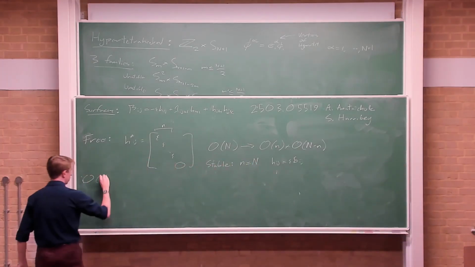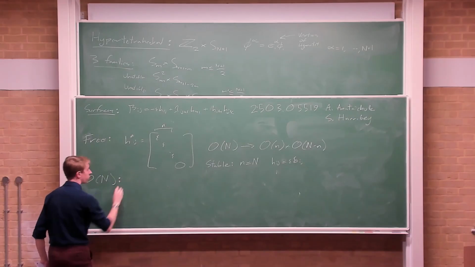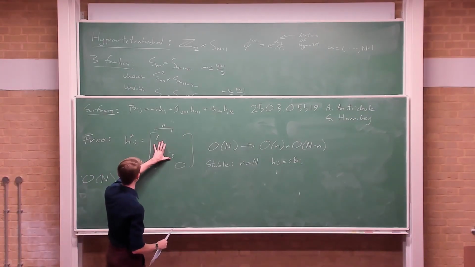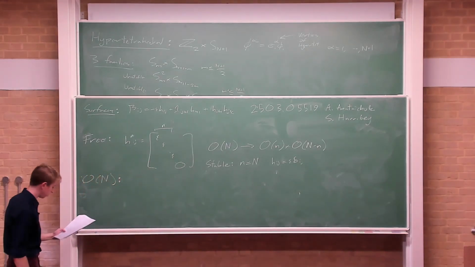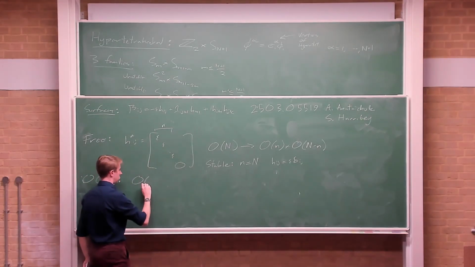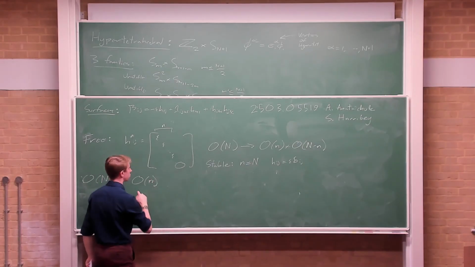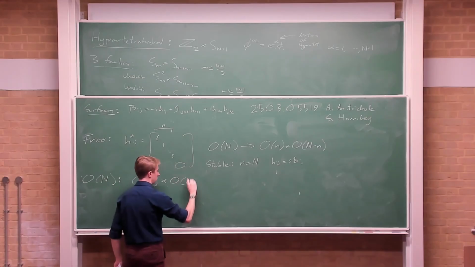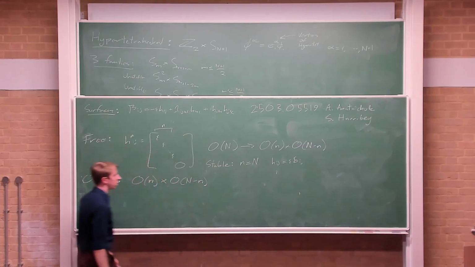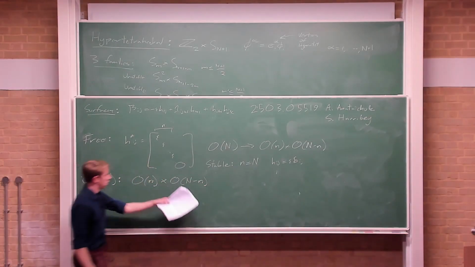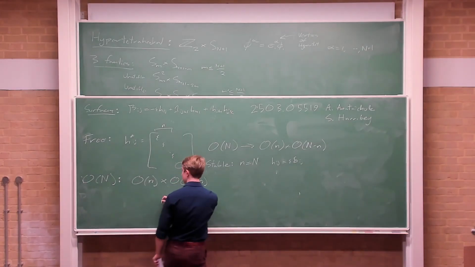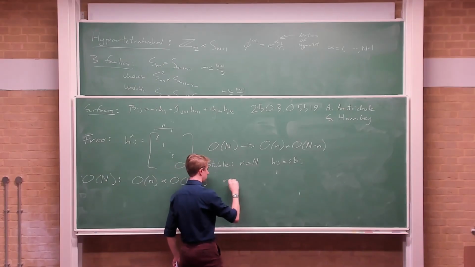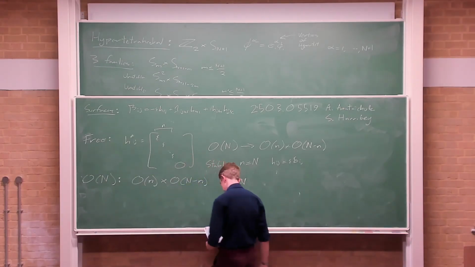Okay, for the O(N), we find something basically very similar. It's not such a simple form, but the only fixed point I find is you turn on n diagonal entries and break the bulk symmetry group to O(n) times O(N minus n), where n is less than or equal to N.